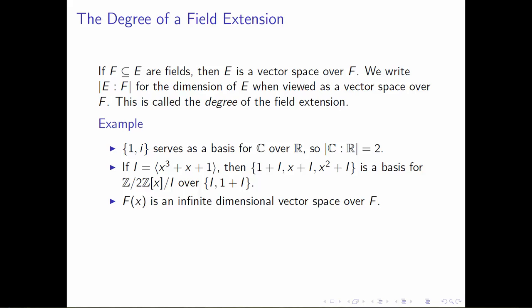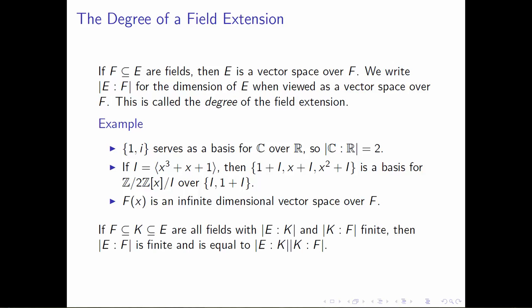And returning to that last example on the previous slide, when we take a look at this field of fractions of the polynomial ring F adjoined x, that's an infinite dimensional vector space over the field F. This is because when we covered vector spaces, we saw that even F adjoined x, that polynomial ring, when viewed as a vector space over F, was already infinite dimensional, and the field of fractions F(x) is even larger than F adjoined x.